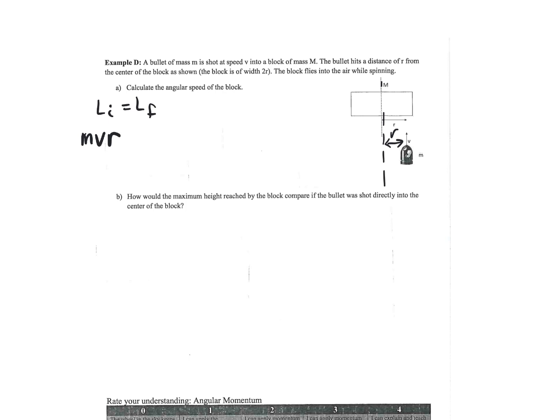That's the initial. In the end, it's now going to be what? In the block, spinning. So we have I of the block plus I of the bullet times omega, because it asks for the angular speed. So we can mix and match these as we need to fit the situation. If nothing's spinning, then it's got to be MVR. If something's spinning, it's got to be I omega. Okay, so now we just plug in.